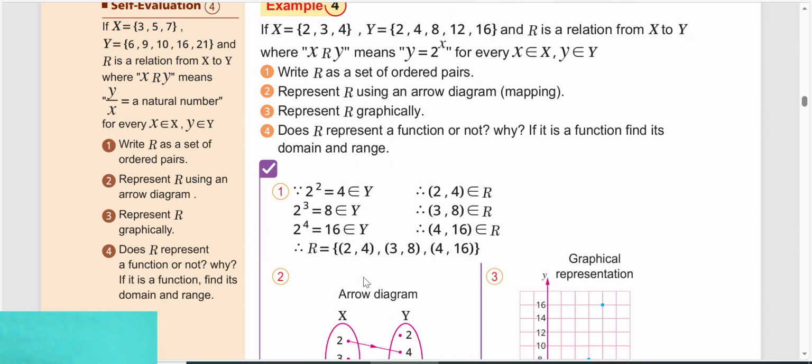Example number 4. If x equal 2, 3, 4 and y equal 4, 8, 12, 16, and our relation from x to y is set as ordered pairs. And then we can write the pairs like this about the relation y equal 2 power x. If you put 2 here, 2 power 2 equal 4, and 2 power 3 equal 8, and 2 power 4 equal 16. The relation here: 2 and 4, 3 and 8, 4 and 16.